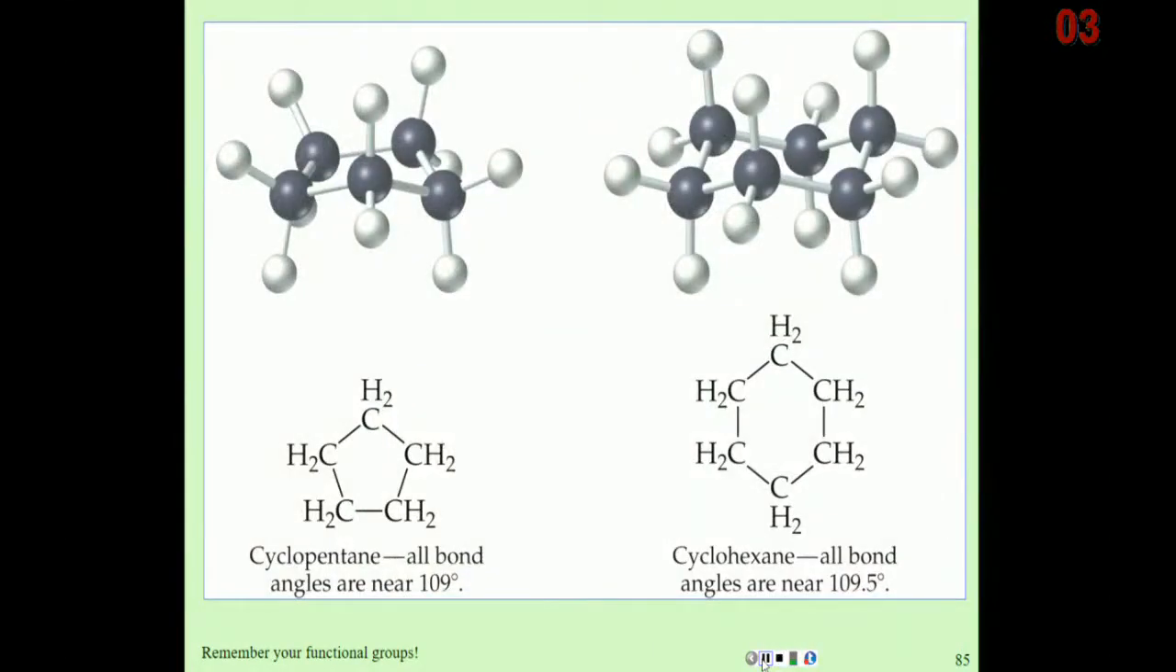All right, so here's cyclopentane, where all the bond angles are relatively close to 109, and cyclohexane, where they are pretty close to exactly the ordinary tetrahedral geometry. Notice that every corner still has 2 hydrogens because carbon has 4 bonds.